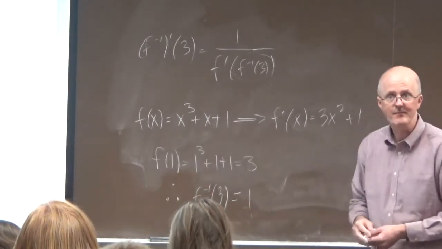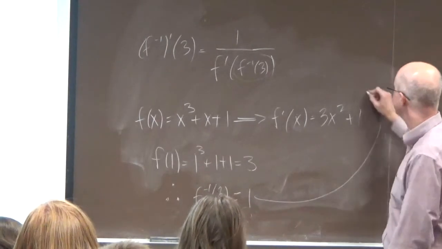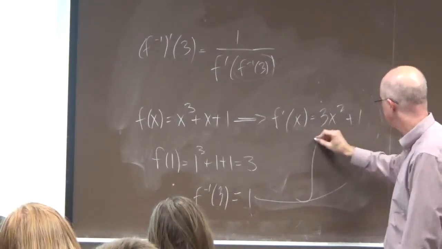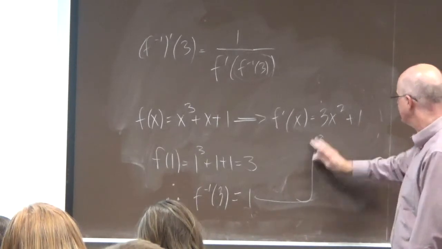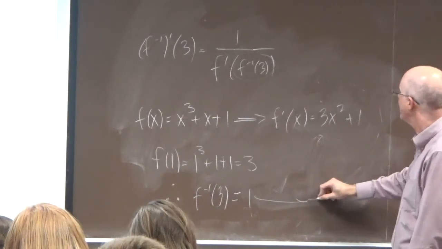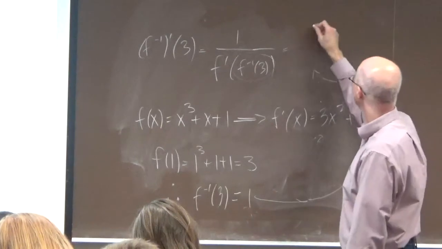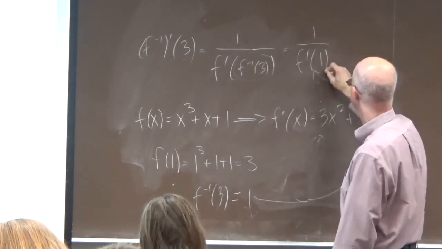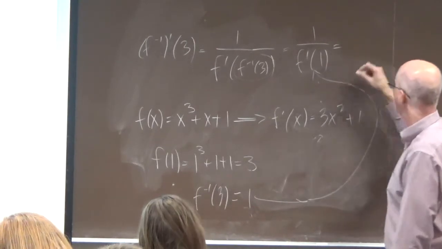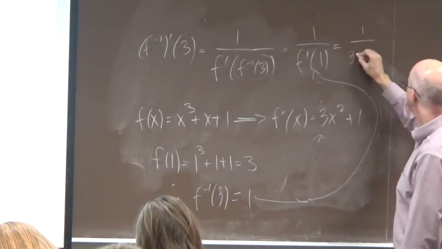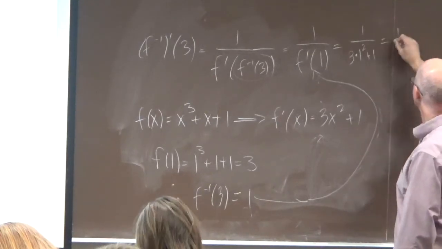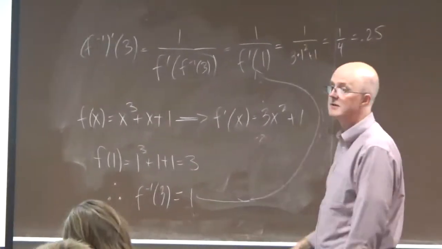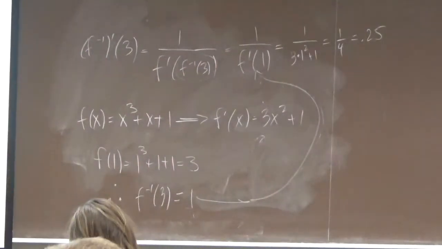Let's switch it. Now we can plug this in. Oh, no, sorry. Go ahead and plug it in here. f inverse of 3 is 1. So now I need to do 1 over f prime of 1. 1 over 3 times 1 squared plus 1 is 1/4. The answer is 1/4. 0.25. Here's what the picture looks like.